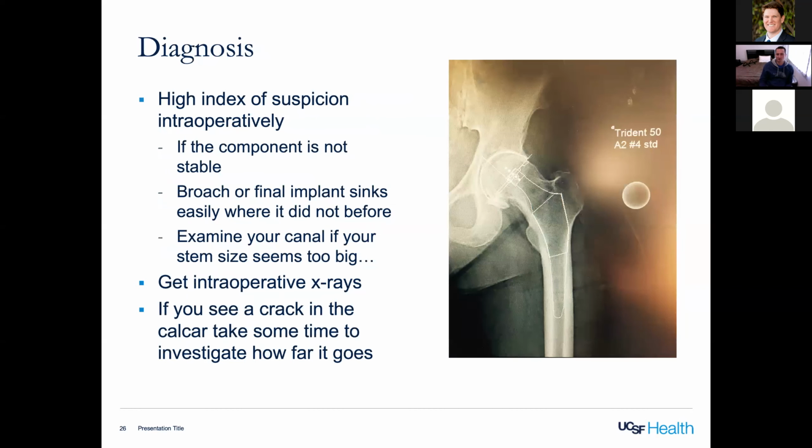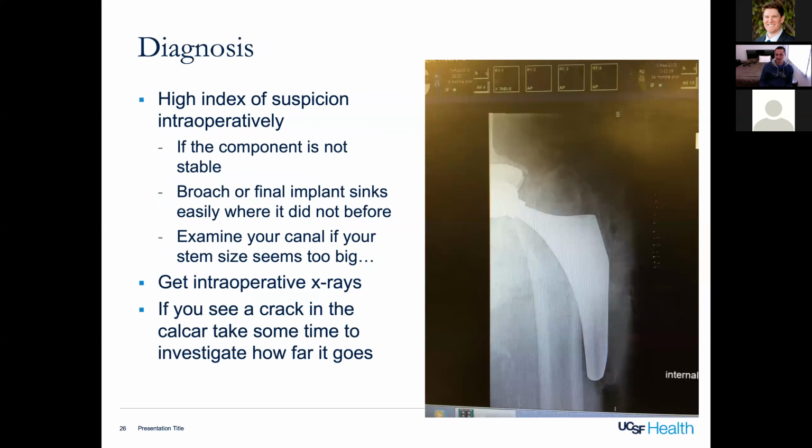And if your broach really doesn't seem to be the right size, make sure that it's not this. This is not a PACU X-ray you want to have. I know it seems insane that this could happen, but I'm pretty sure Jeff has seen these too. Every once in a while, they get referred in. So that's not a fracture. That's just an airball.